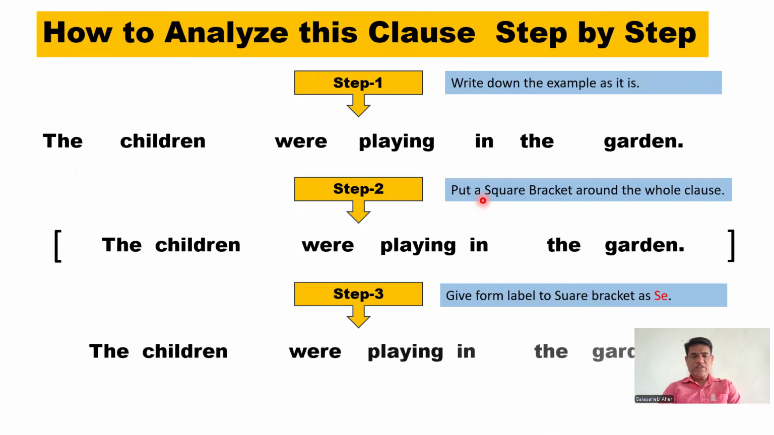So let us do it. The examples that we have, the square brackets, and then you can see here we have given label S, that is a sentence. So these are the first three steps. We have to do these three steps with every example that we will get in the question paper. We should not bother about the phrases, what words they contain, how many phrases are there, what kinds of sentences these are. Without bothering anything, we can do these three steps with every example.